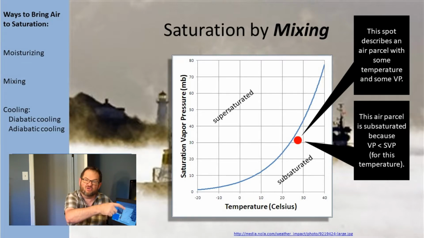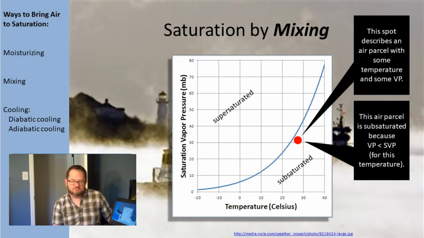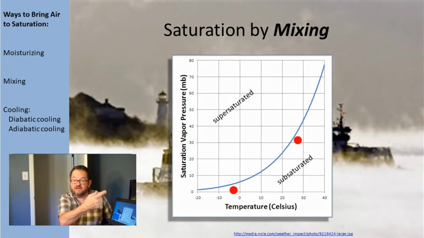In other words, you can think of how close you are to this curve as being your relative humidity. The closer you get to that curve, the closer you are to being saturated. Remember, relative humidity is a measure of how close you are to being saturated. All right, so we have this air parcel here. For that matter, we could have another one.